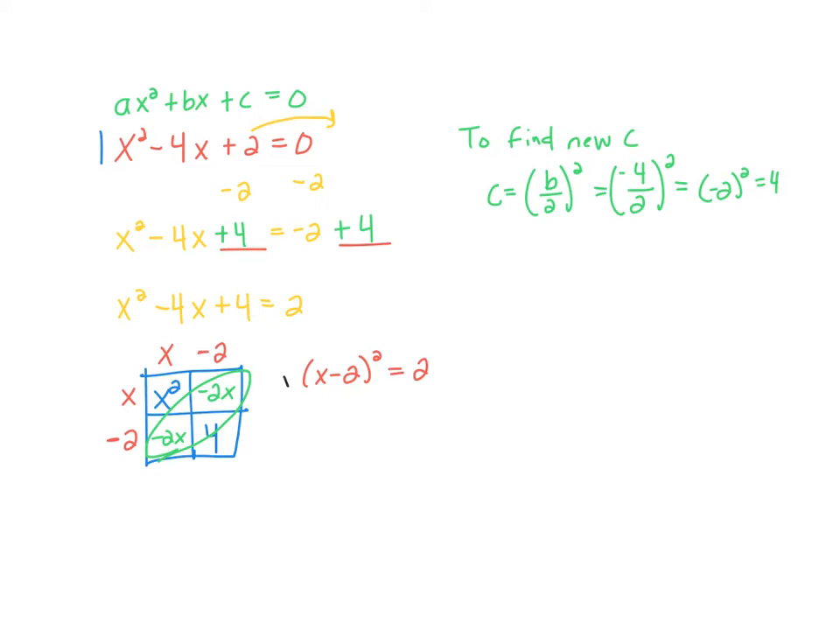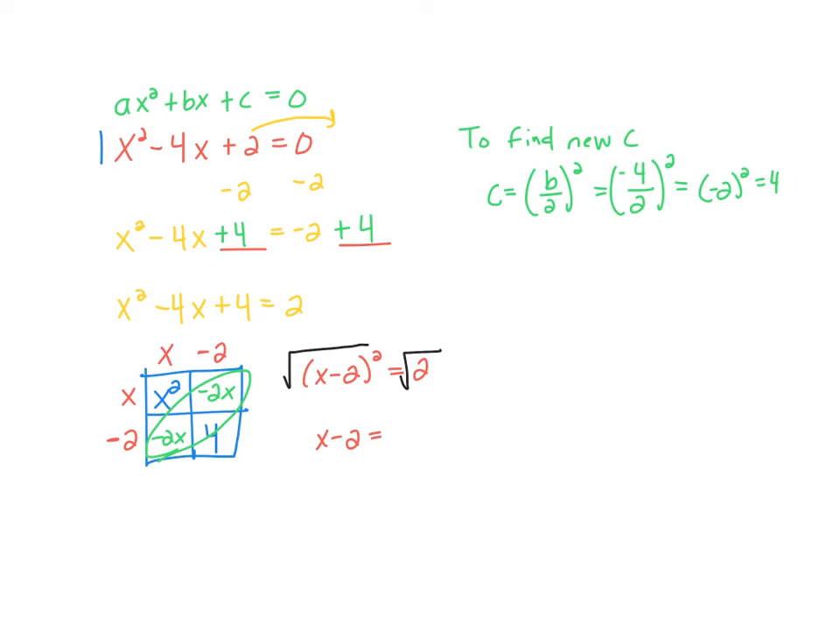Now I can take the square root of both sides. On the left, x minus 2 squared, the square root of that is just x minus 2. Now this part's a little tricky. So the square root of 2, that is not a perfect square. I can't take the square root of that and just get a whole number. It would be an irrational number, a decimal that would keep going on and on forever.